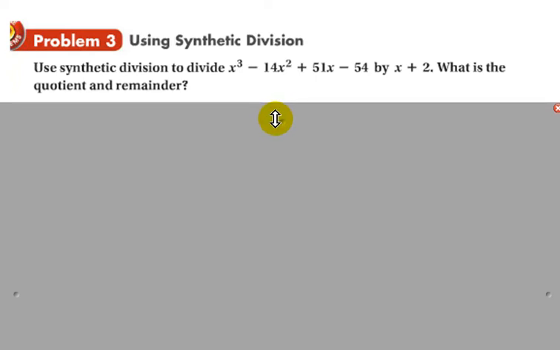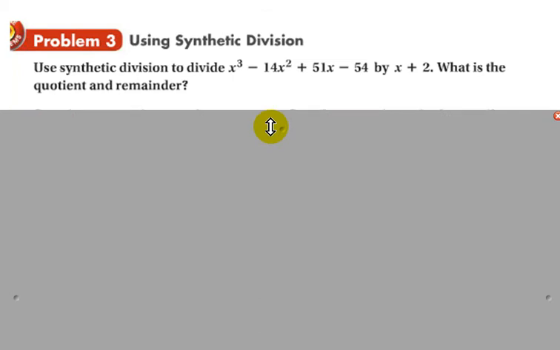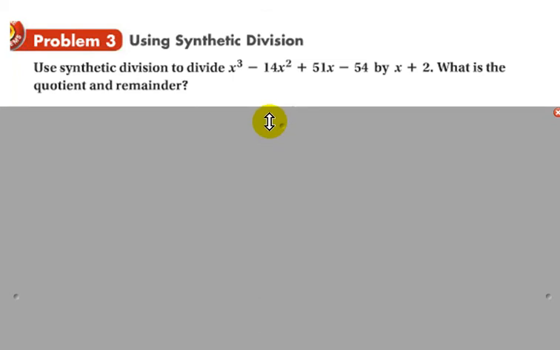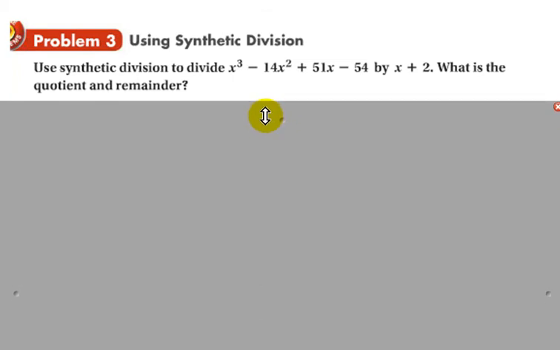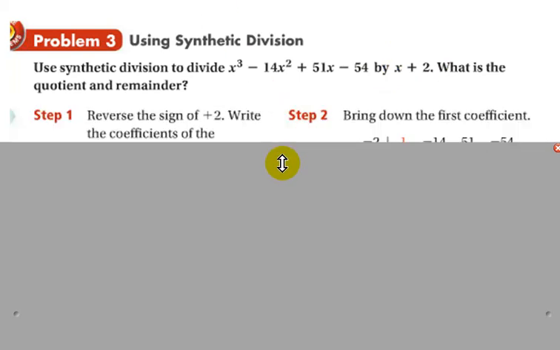They say use synthetic division to divide x cubed minus 14x squared plus 51x minus 54 by x plus 2. What's the quotient and the remainder? So the first step is to look at what you're dividing by. Okay, x plus 2. And you want to reverse the sign on the plus 2. So that becomes a minus 2.